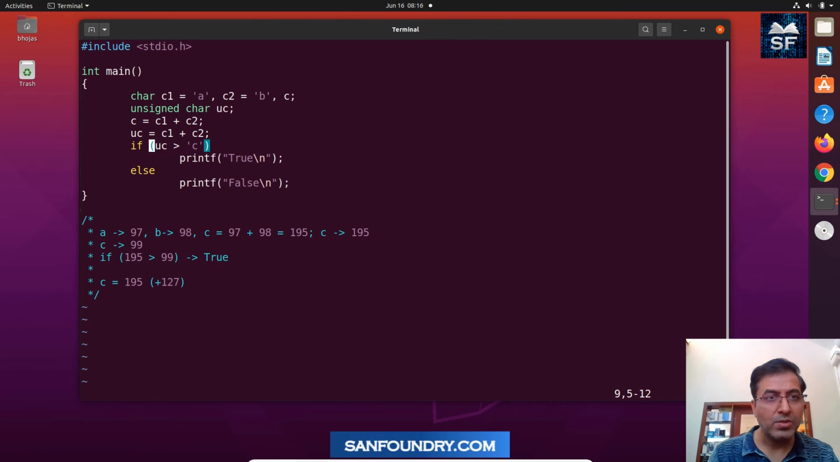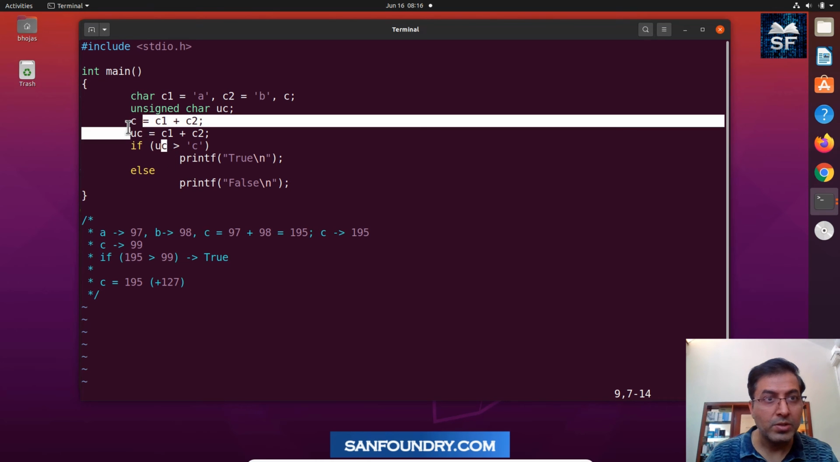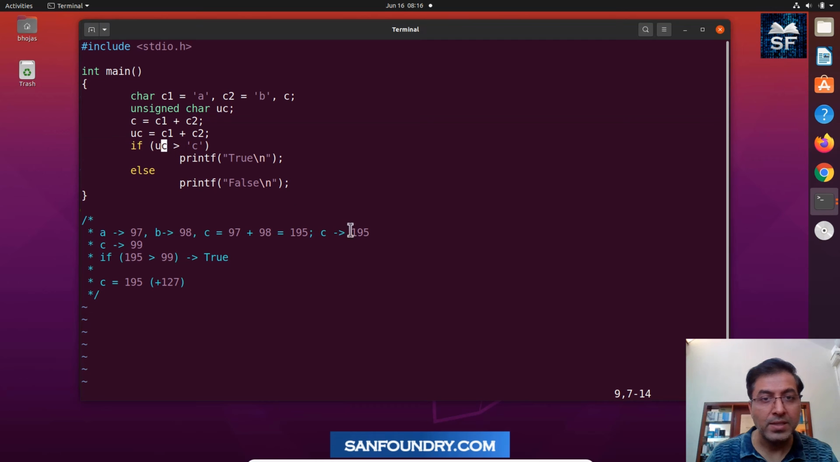So when you are changing it to UC, it's an unsigned character. Our hypothesis, our calculation says that it is 195. 195 should be stored in it because unsigned character has a range up to 255, right? So our calculation says that yes, the UC is storing 195 because it's an unsigned number. Now, is this unsigned number greater than 99? That is the question, and obviously the answer is true.